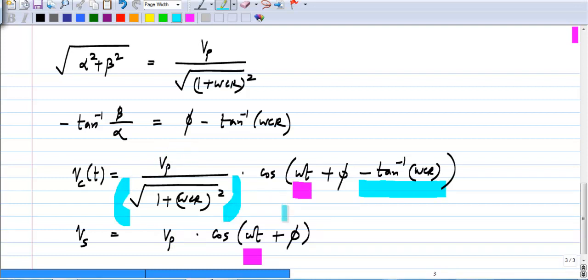Okay. So this is in general true for any linear time invariant system excited by a sinusoid. The steady state response will be a sinusoid at the same frequency, but with a different amplitude and phase. Okay.